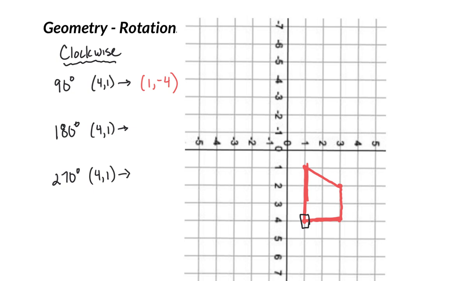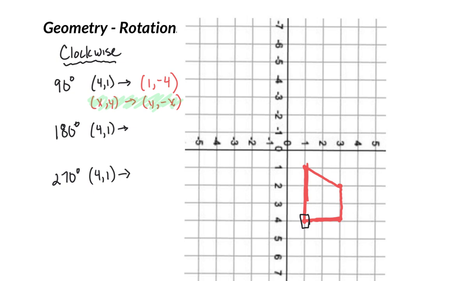So let's think about generalizing this. My x and my y turned into a y and a negative x. And that will actually work for all 90-degree rotations. That's worth highlighting here a little bit. That is how we take points and rotate them 90 degrees.